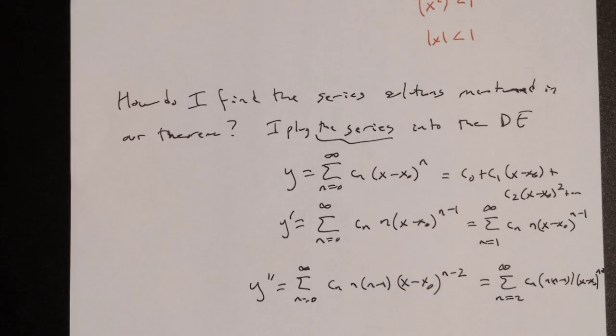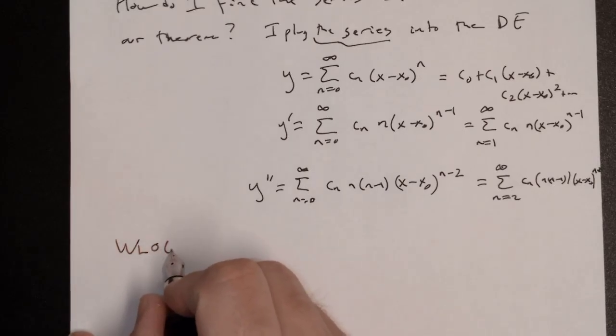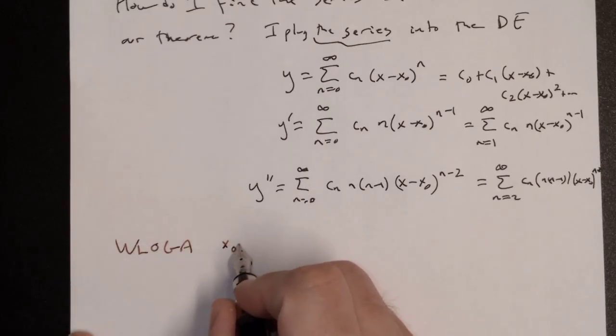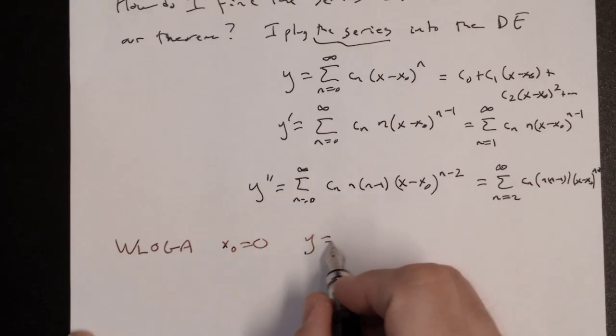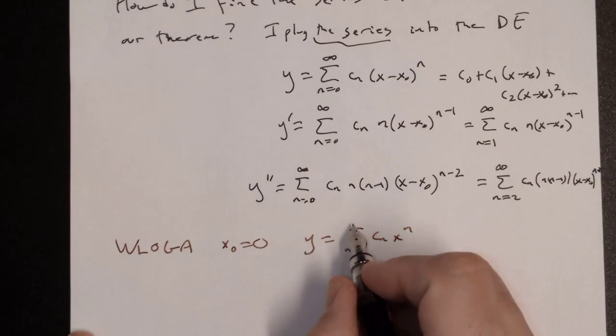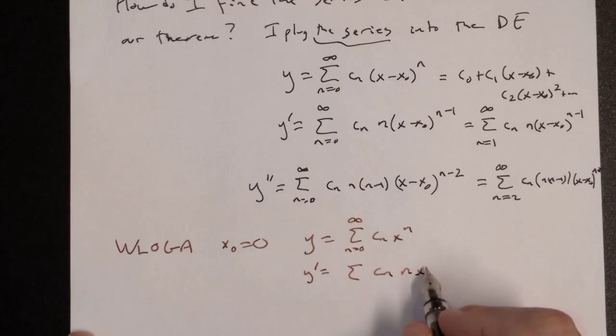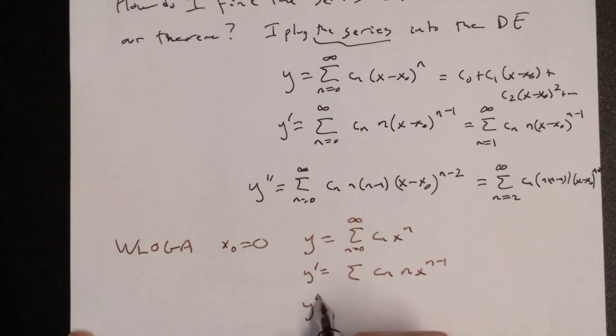99.999% of the time, I'm going to assume that I am centering this at 0. Without loss of generality, assume x naught equals 0. That means y is Cn x to the n, y prime is Cn n x to the n minus 1, and y double prime is Cn n (n minus 1) x to the n minus 2.